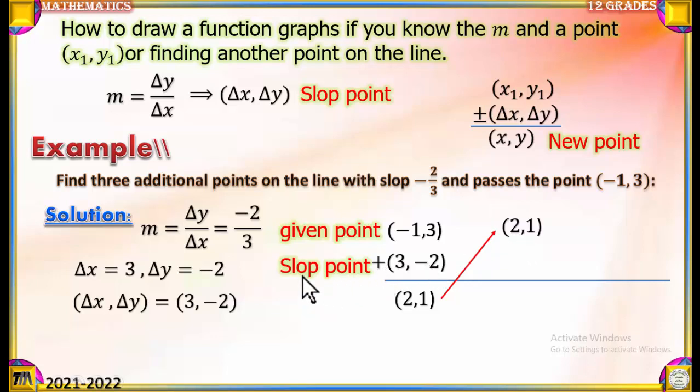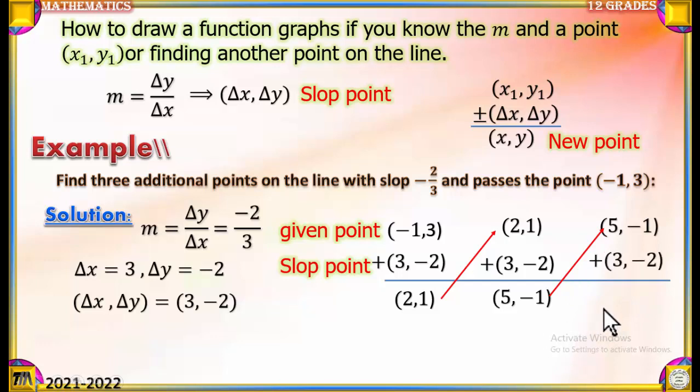And now take the slope point again and add it. 2 plus 3 is 5. 1 minus 2 is minus 1. Then (5, -1). Repeat it. Take (5, -1), a new point, and add it to the slope point. Then 5 plus 3 is equal to 8, and minus 1 minus 2 is minus 3. These are 3 new points on the line.